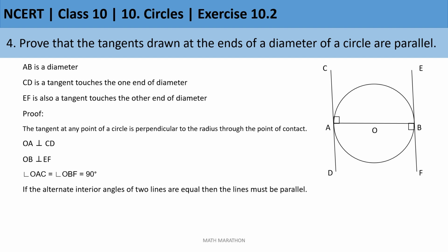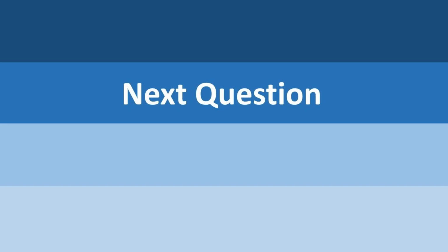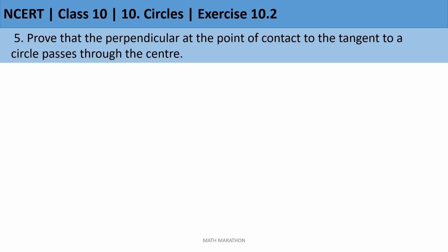If the alternate interior angles of two lines are equal, then the lines must be parallel. So, CD is parallel to EF. The tangents drawn at the ends of a diameter of a circle are parallel. Let us see next question. Prove that the perpendicular at the point of contact to the tangent to a circle passes through the center.